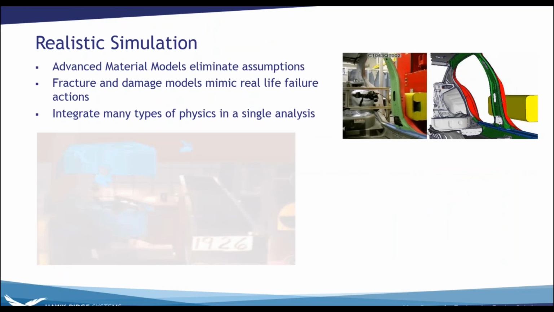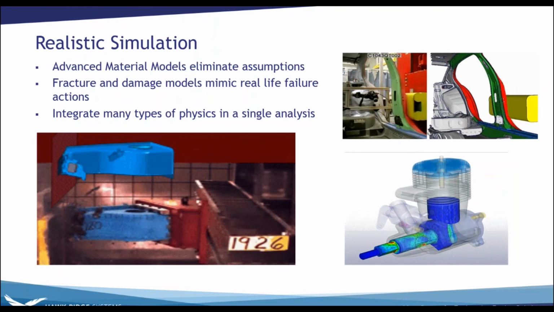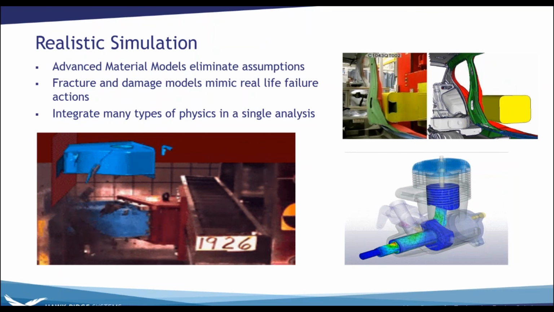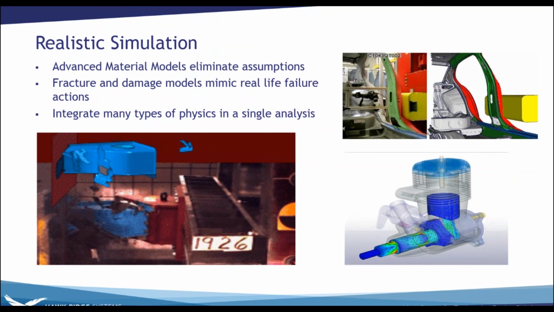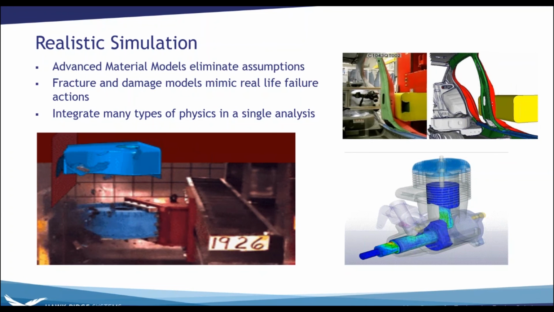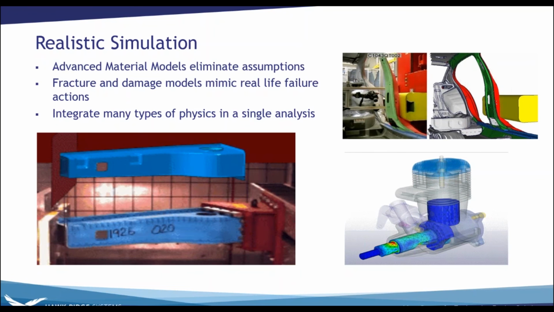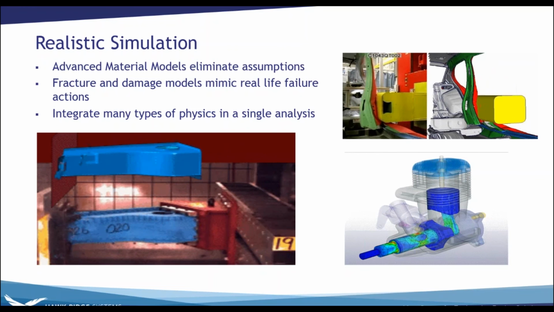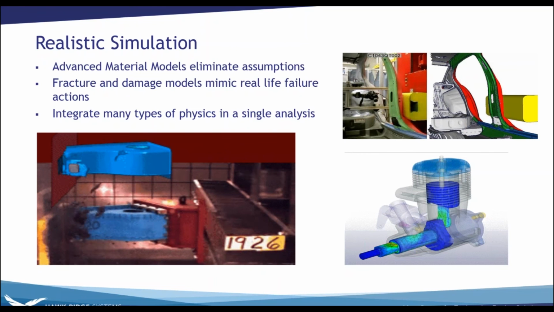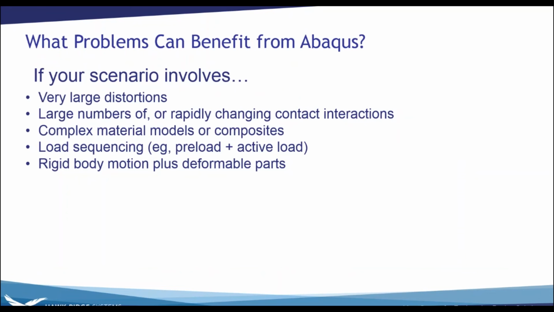So in summary, what kind of problems can benefit from Abaqus? If you've got very large distortions, if you've got large numbers of rapidly changing contact interactions, if you have complex material models that go beyond SolidWorks Simulation capabilities, or frankly, if you're using composites beyond the very simple structures. If you need to do load sequencing, or if you need to do rigid body motion plus deformable parts, it's very likely that SIMULIA Abaqus is going to be a better solution, give you more accurate results, give you a realistic simulation before you ever have to build anything, so that of course you can make better design decisions before you start creating prototypes.